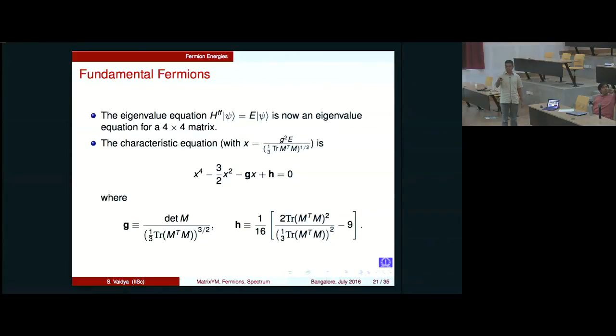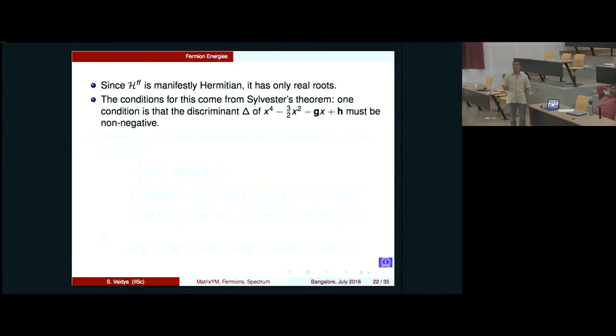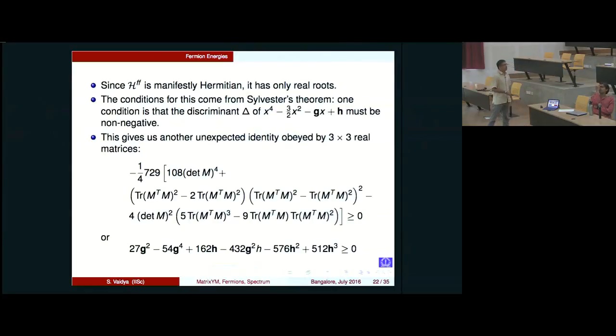G and H, which I've defined like this. Now, since H is a 4x4 matrix, just by inspection it is Hermitian, it can have only real roots. What this means is that this characteristic polynomial must have only real roots, and one of the conditions is that the discriminant must be non-negative. Well, there are other conditions too, but this is one of them. And if you compute the discriminant, we find this rather unexpected identity that all 3x3 matrices have to satisfy.